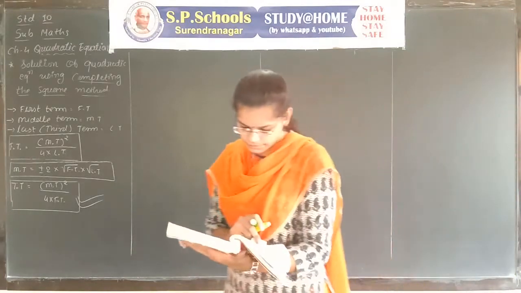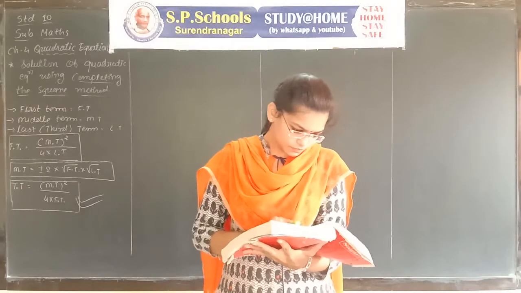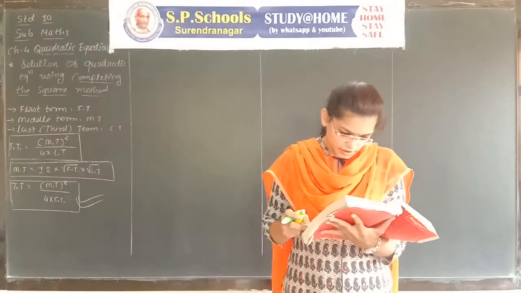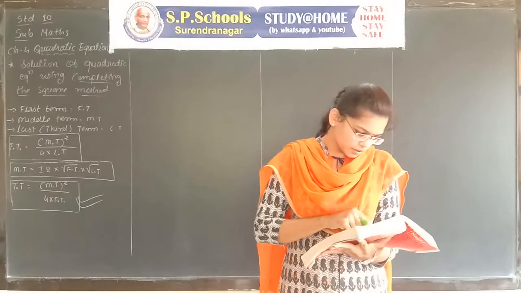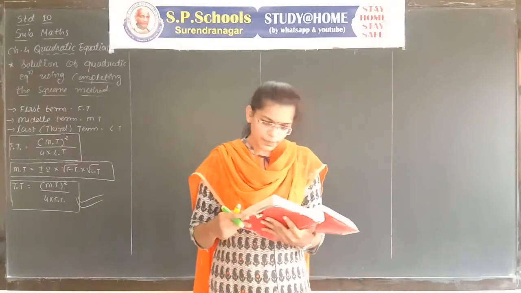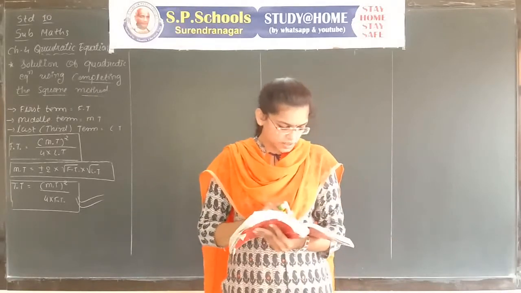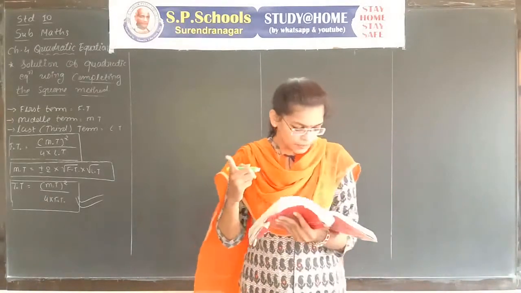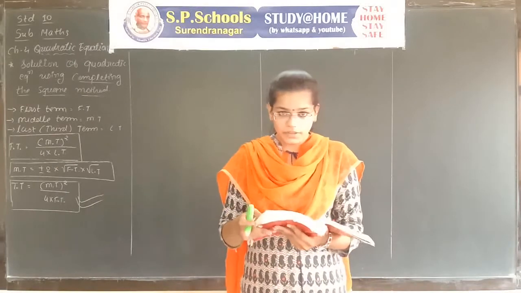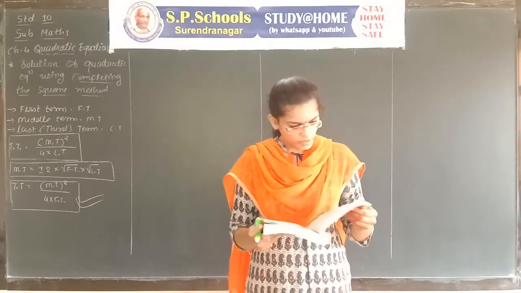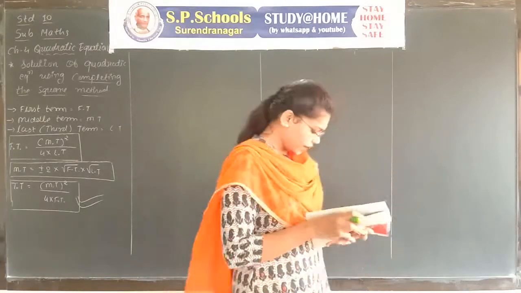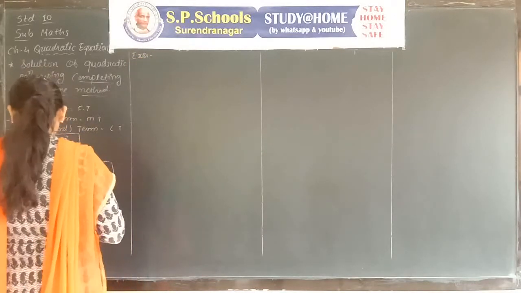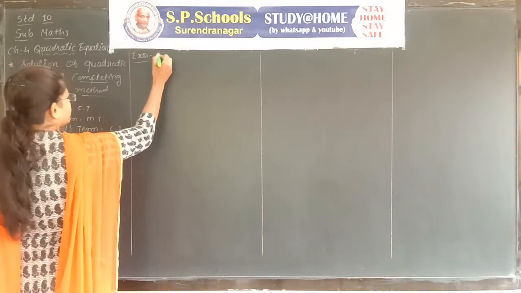Open your page number 80. On page number 80, example number 7 is given: solve the equation given in example 3 by the method of completing the square. In example number 3, the equation is 2x square minus 5x plus 3 is equal to 0. Right now we are solving example number 7, but the equation is taken from example number 3.